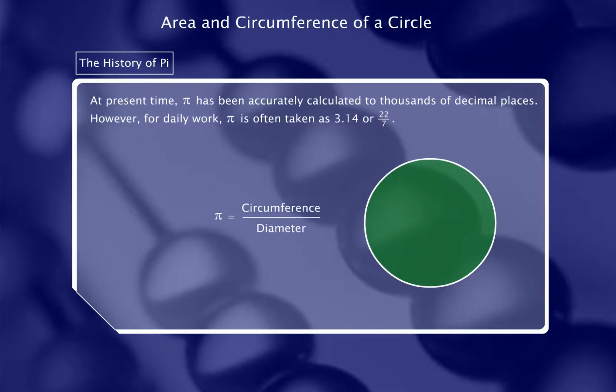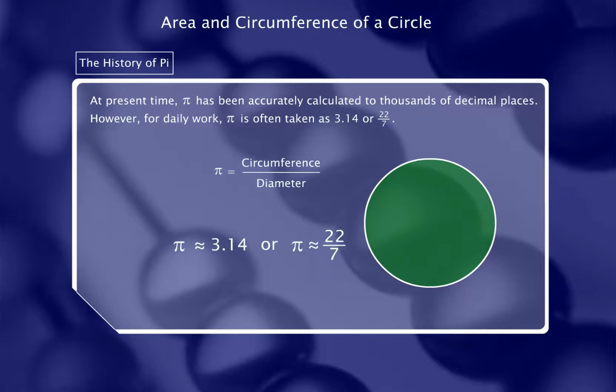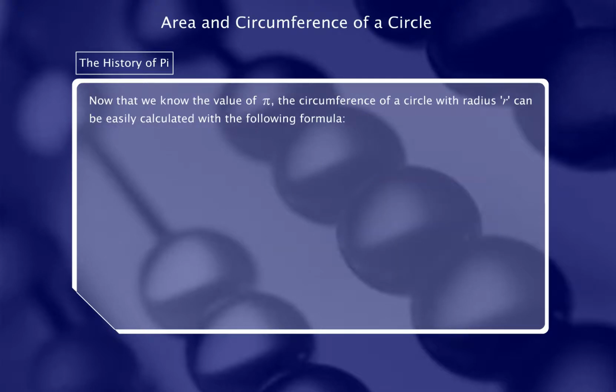At the present time, pi has been accurately calculated to thousands of decimal places. However, for daily work, pi is often taken as 3.14, or 22 over 7. Now that we know the value of pi, the circumference of a circle with radius r can be easily calculated with the following formula.